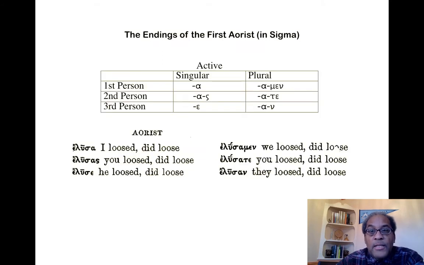So the personal endings that are added are displayed here: a, as, e, amen, ate, an. And so that results in the forms elusa, elusas, eluse, elusamen, elusate, elusan. Elusa, elusas, eluse, elusamen, elusate, elusan.